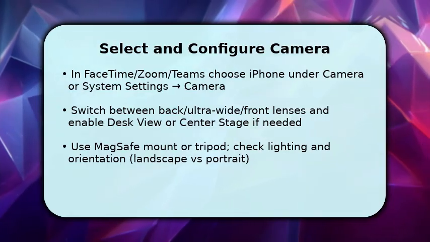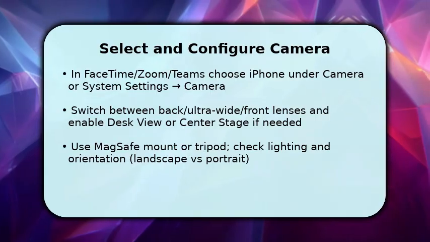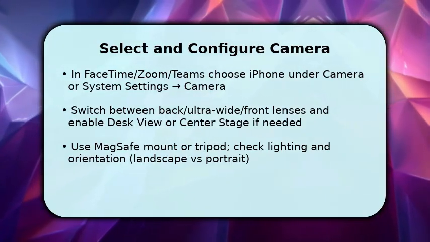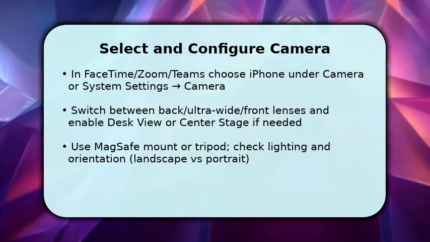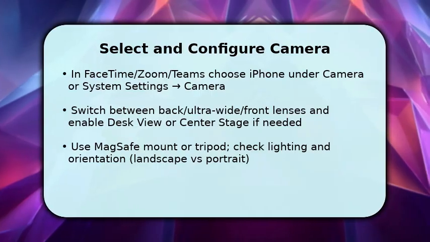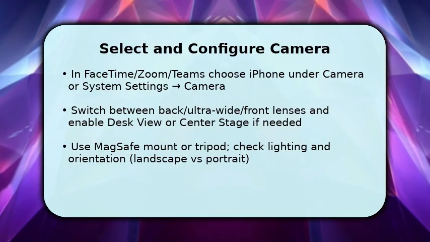Once selected, you can switch lenses on the iPhone: wide, ultra-wide, front, and enable features like Center Stage or Desk View for overhead shots. These run on the phone but stream to the Mac. Make sure orientation and lighting are set. Adjust the mount, and confirm audio source so video and sound stay in sync.